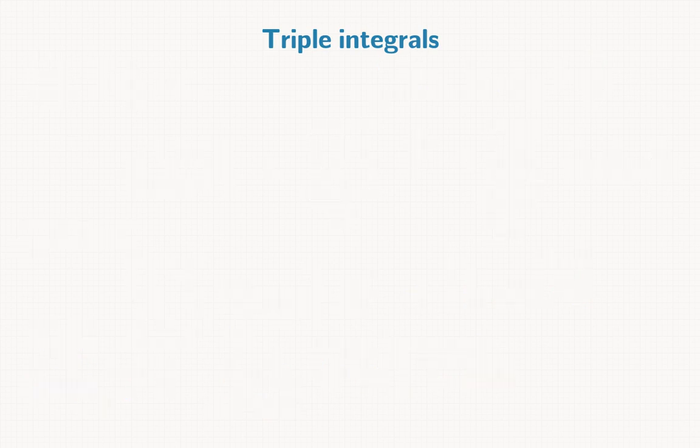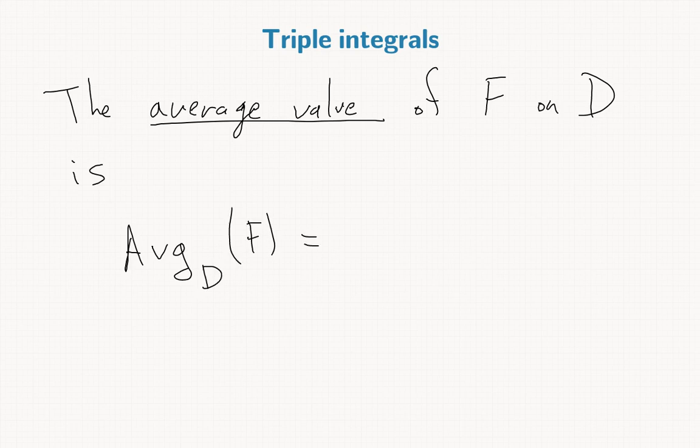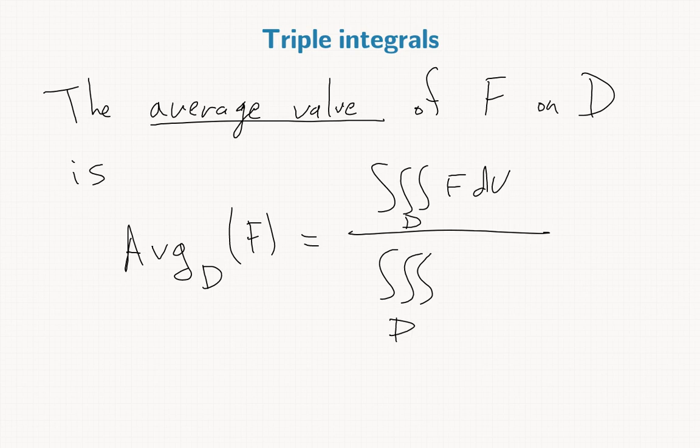And then finally, once again, we can use this to define the average value of a function. So the average value of f on D is, we integrate f over D and divide that by the volume of D. Okay, so the next two videos, I'll work through a bunch of examples.